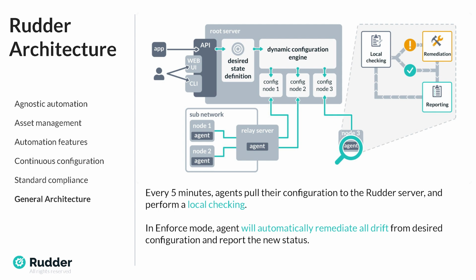If you have complicated networks or a DMZ you need to cross, we also have a relay system, and this relay works like a proxy. So it will fetch the policies for the nodes that are below it or behind it, and it will forward the inventories and the reports of the nodes to the Rudder server.